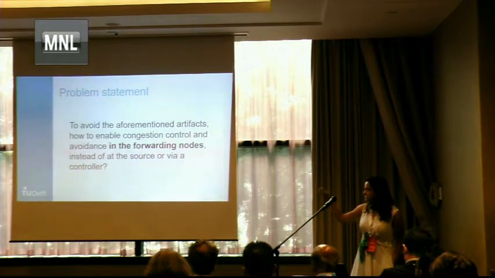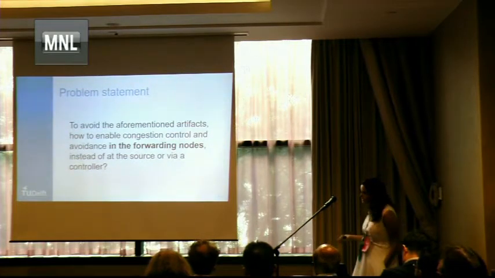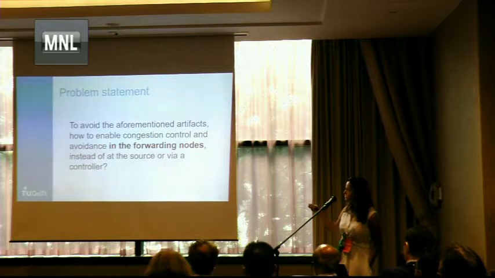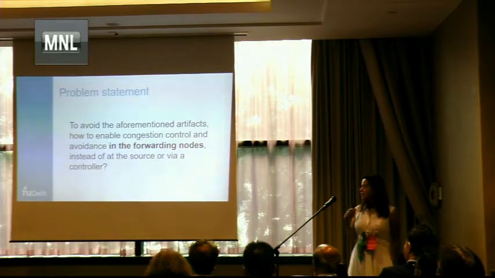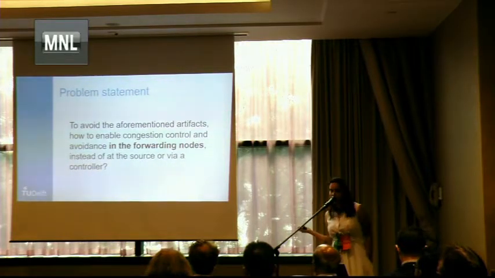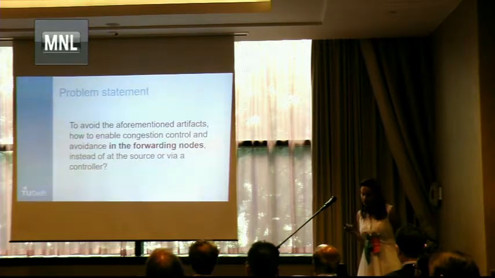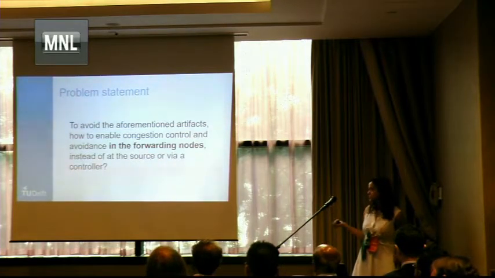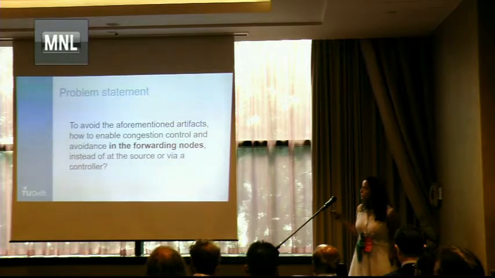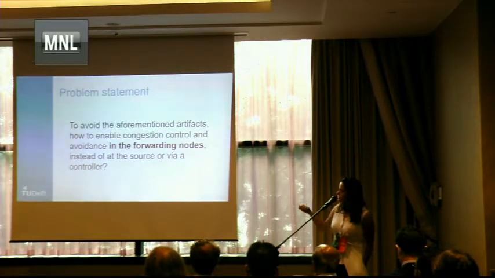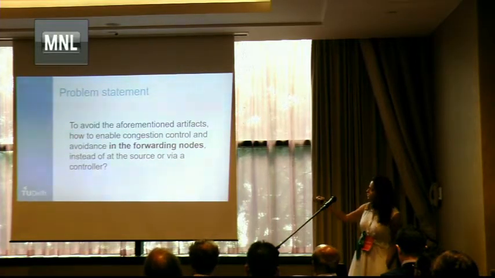So the problem that we wanted to solve in this paper was to avoid the optimization artifacts, how to enable congestion control and avoidance in the network nodes themselves instead of at the source or via the controller. So we wanted to be faster by doing it in the network itself.